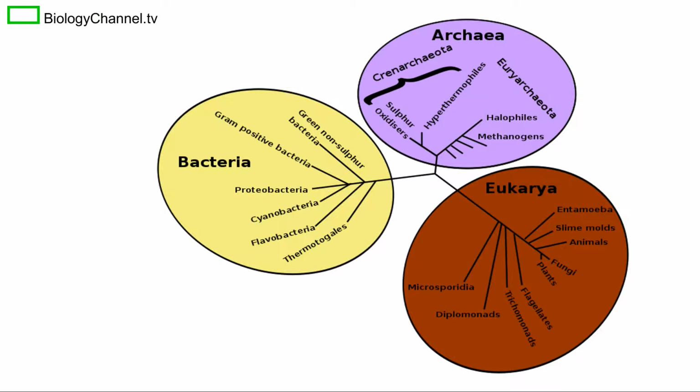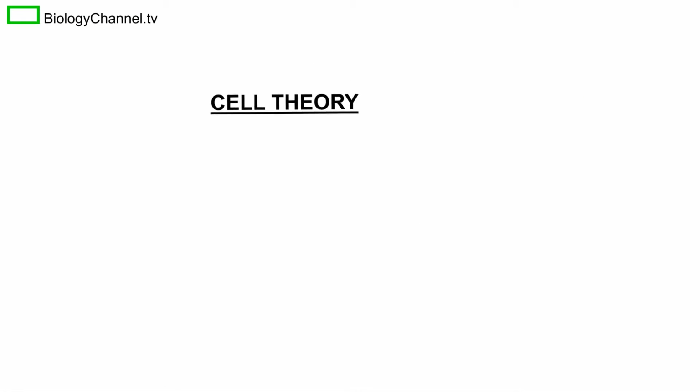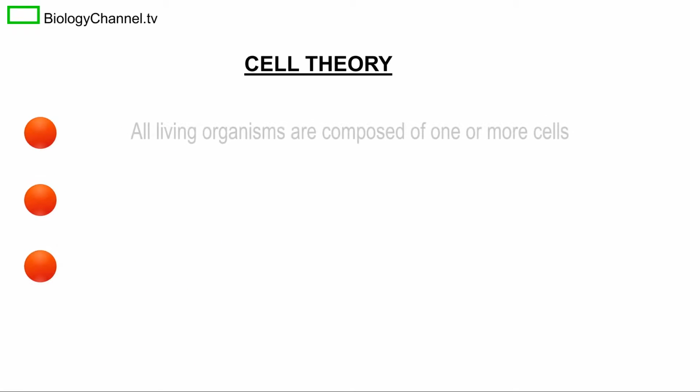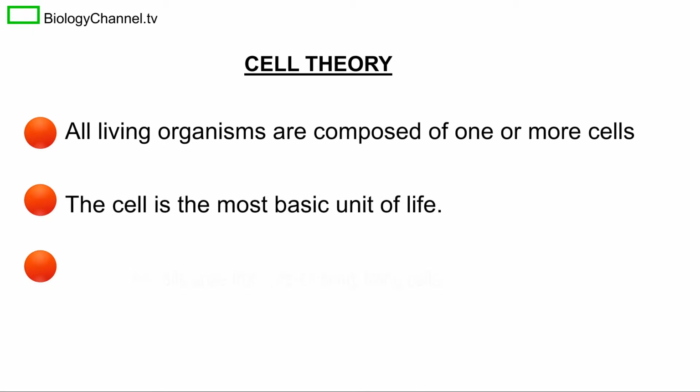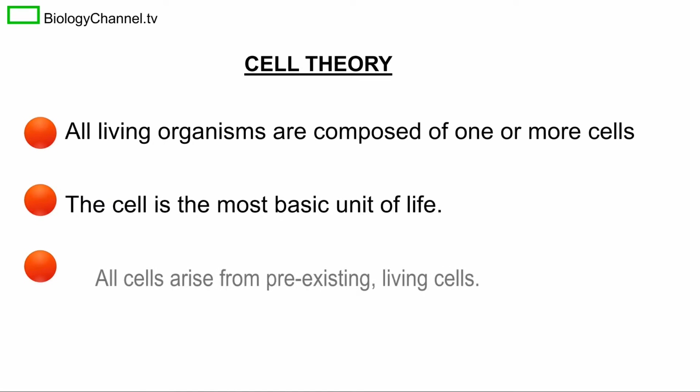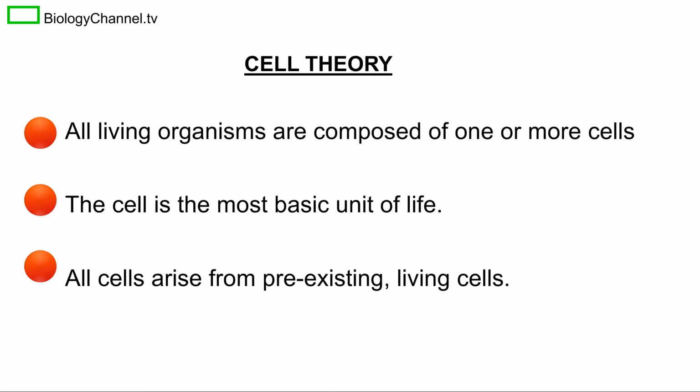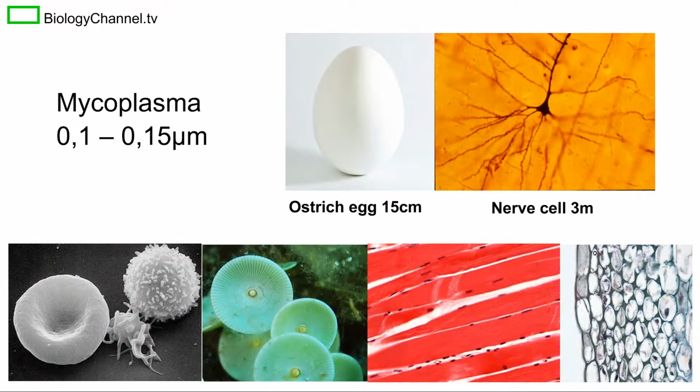So, cell theory is based on three basic foundations. All living organisms are composed of one or more cells. The cell is the most basic unit of life. All cells arise from pre-existing living cells. So there is no doubt that the cell holds a special place in biology and needs a special discussion. And now let's try to focus a little bit on the cell's world, sizes and shapes.